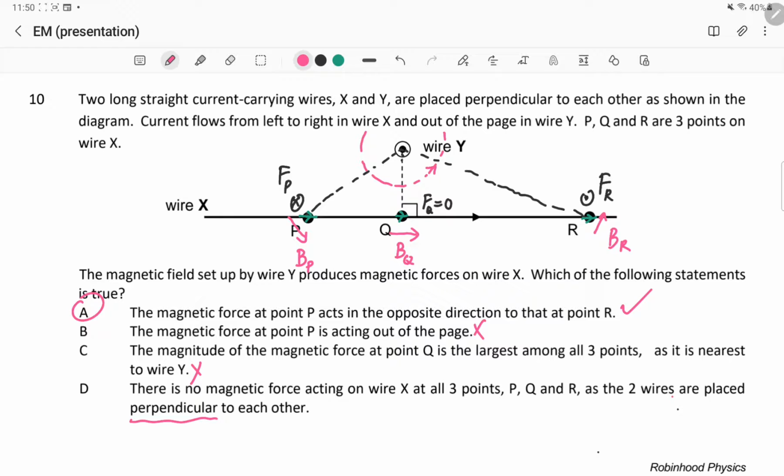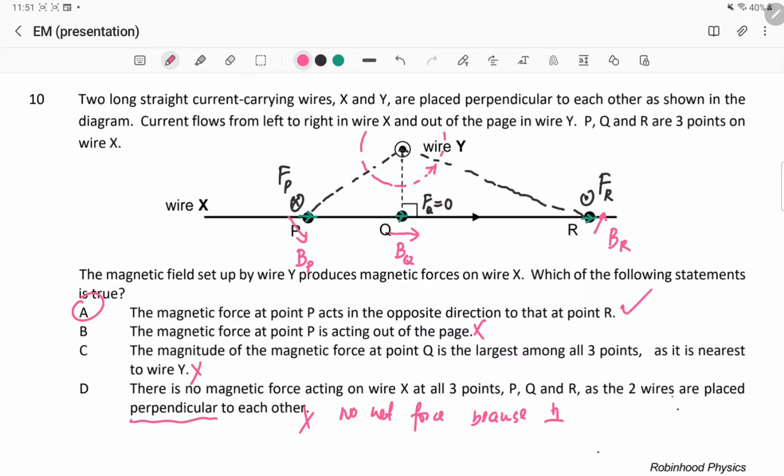Well, the correct statement is that there's no net force, because the wires are perpendicular, but there are individual forces at different points. So this statement is also wrong.